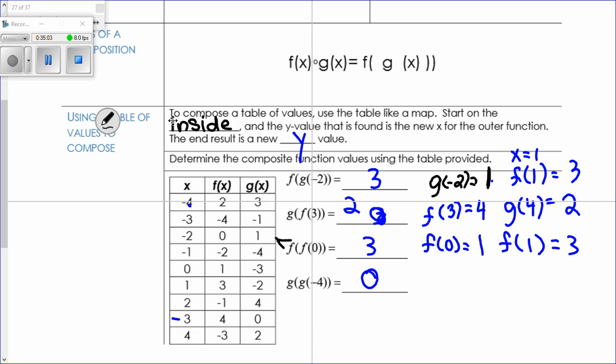So problems like that would be number one and number eight. Number eight and four.